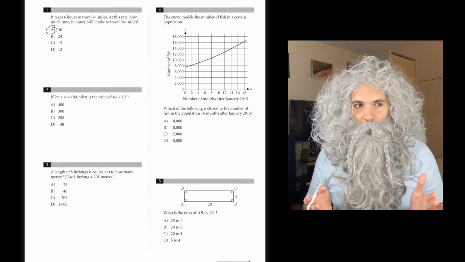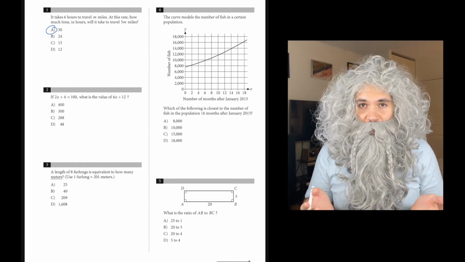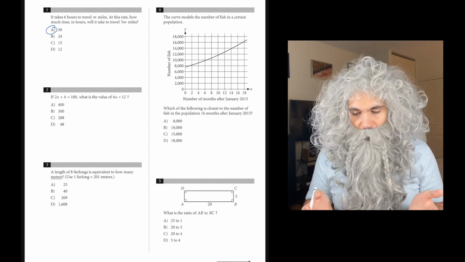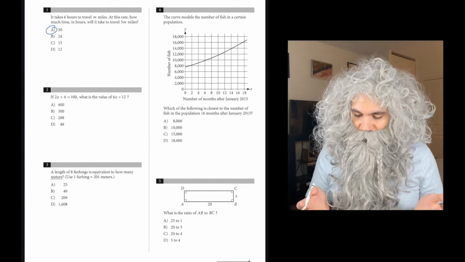We can do this in a couple ways. One way you could do it is you could actually solve it for x and then plug that number in, 6x plus 12, and solve it.